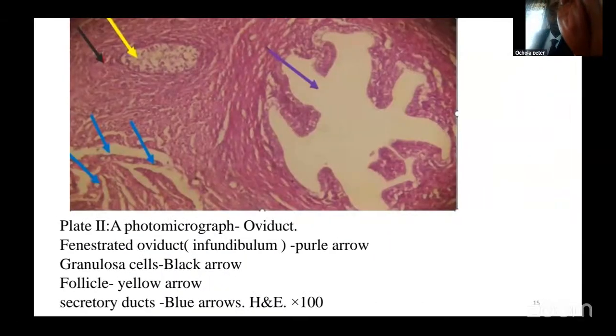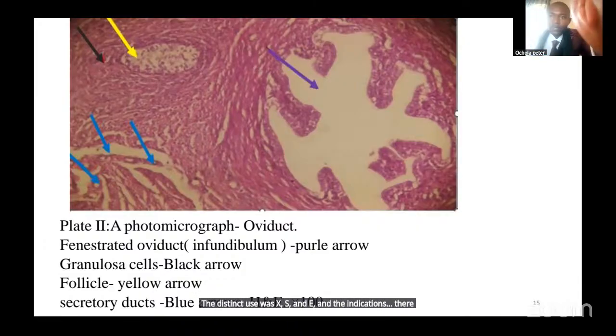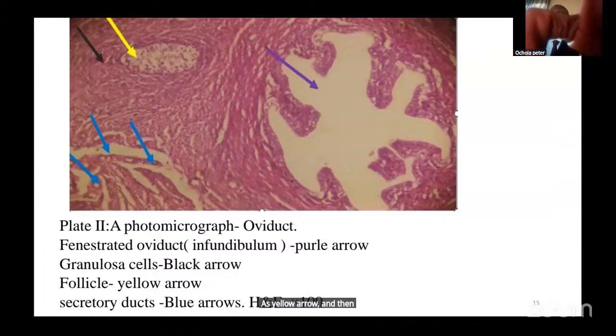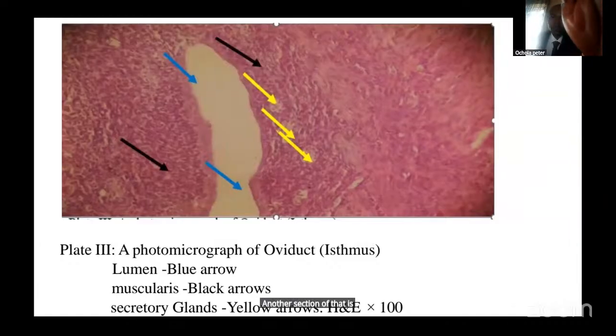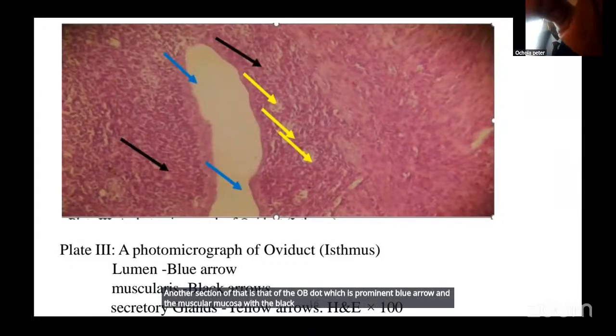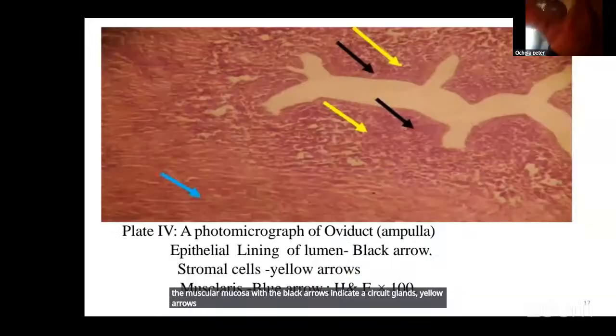The second slide was that of a section of the infundibulum, at magnification times 100, stained with H and E. The indications are a penetrating oviduct, which is the infundibulum, granular cells, follicles as yellow arrow, and then secretory ducts, blue arrows. Another section is that of the oviduct, which has a prominent lumen, blue arrow, and then muscularis mucosa with the black arrows indicated, secretory glands, yellow arrows, H and E at times 100.